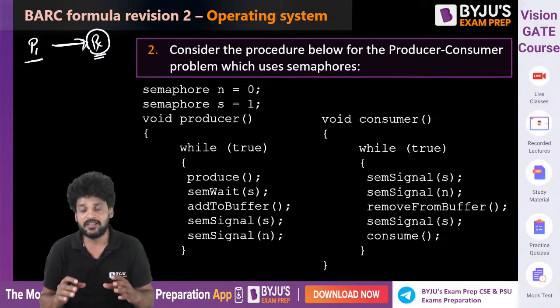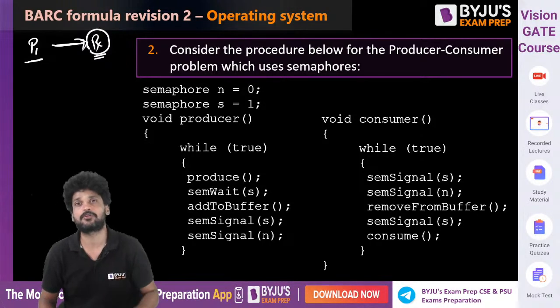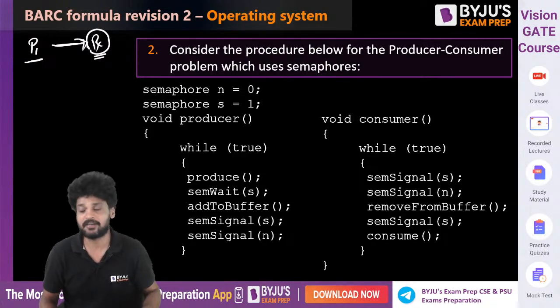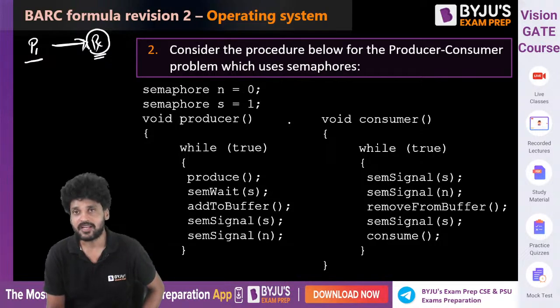Now, here he is suggesting a solution to the producer and consumer problem by using the semaphore. It is a customized solution for the producer and consumer problem. How will we be able to identify? Of course, when you look at the screen, you can clearly see there is a problem with the solution. I will tell you the solution.